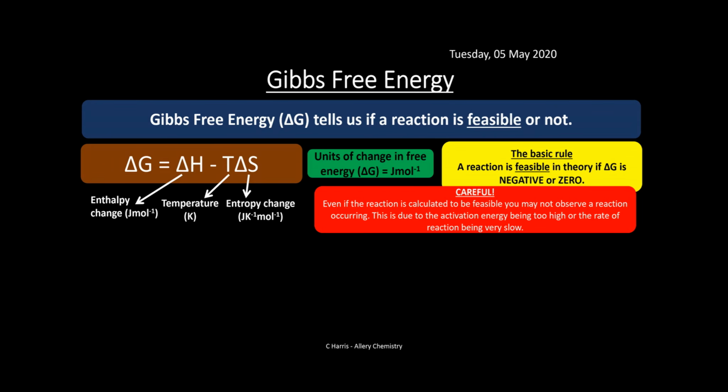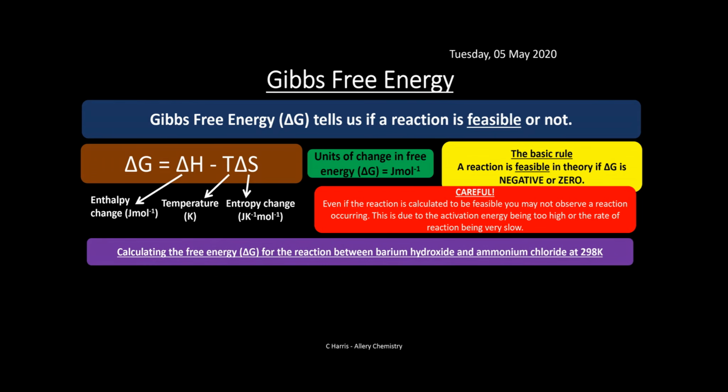You may need to add a catalyst, or it might be incredibly slow, so slow that it takes years to work. For example, a classic example is rust. You can put a bit of iron out there and leave it. It would take a while to rust. You don't see it literally reacting in front of your eyes, but it's a feasible reaction because we can see things rusting. It just takes a while for it to happen.